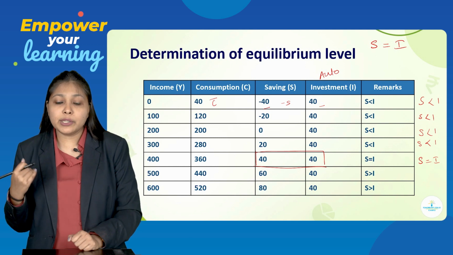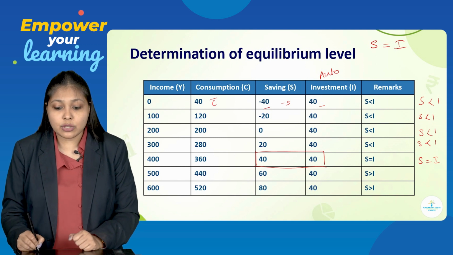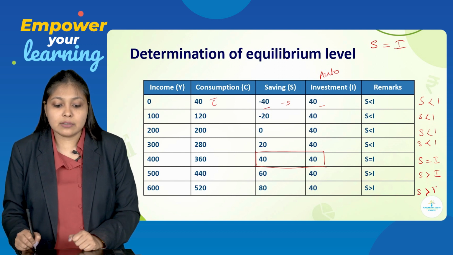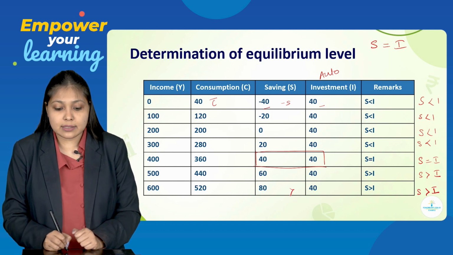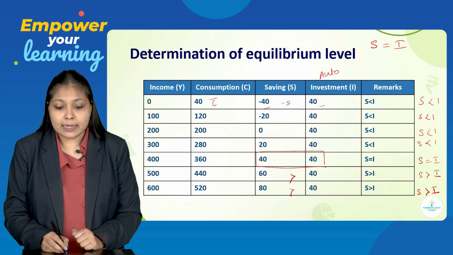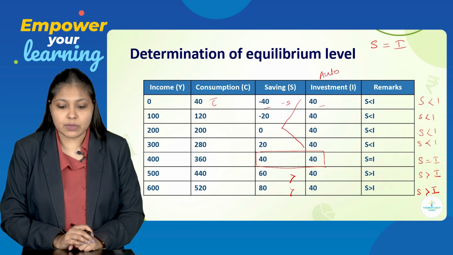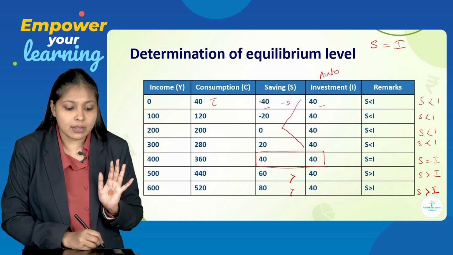But after the point of equilibrium, you can see that your saving has become more than investment. 80 is bigger than 40, 60 is bigger than 40. And before the equilibrium, saving is less than the investment. This is what you get in the remarks.